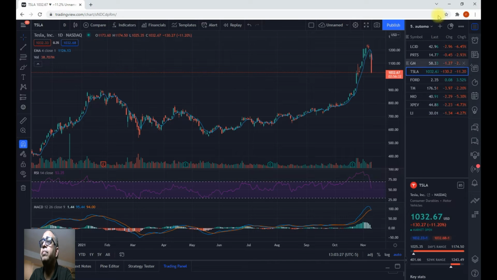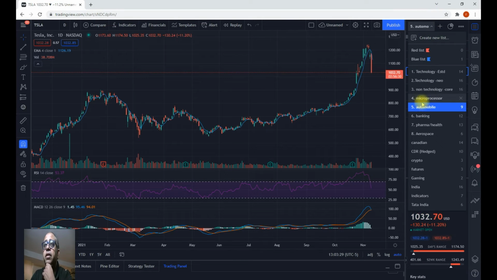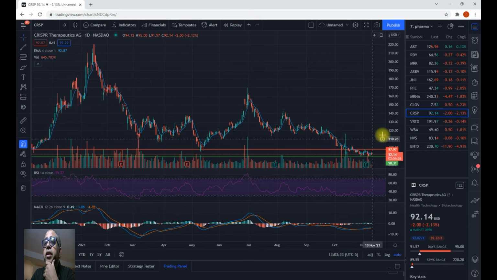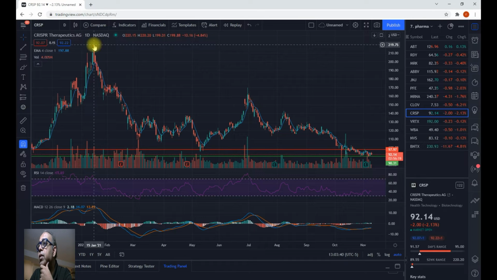and that is CRISPR. So CRISPR, if you see here, was at a peak of around $219 somewhere in the beginning of the year. And now it has fallen down to 93.84, or rather 92.19, right? And if you look at the RSI, it's very weak. It's around 37. And if you look at the MACD, it is starting to show some signs of life because it's above the orange line.